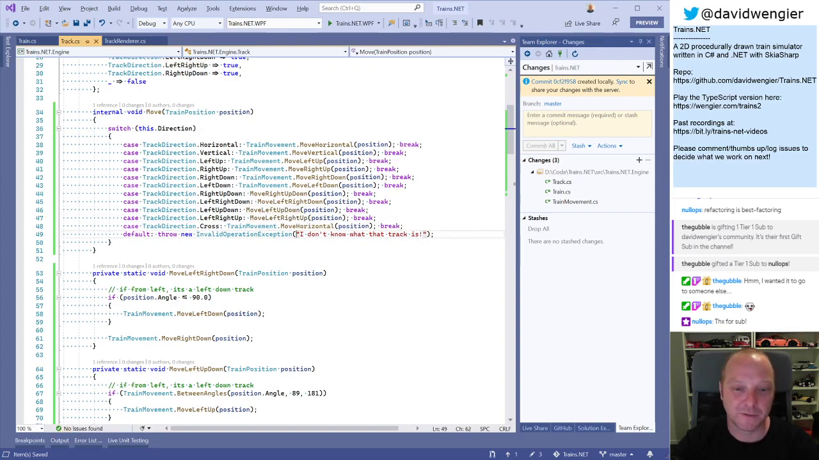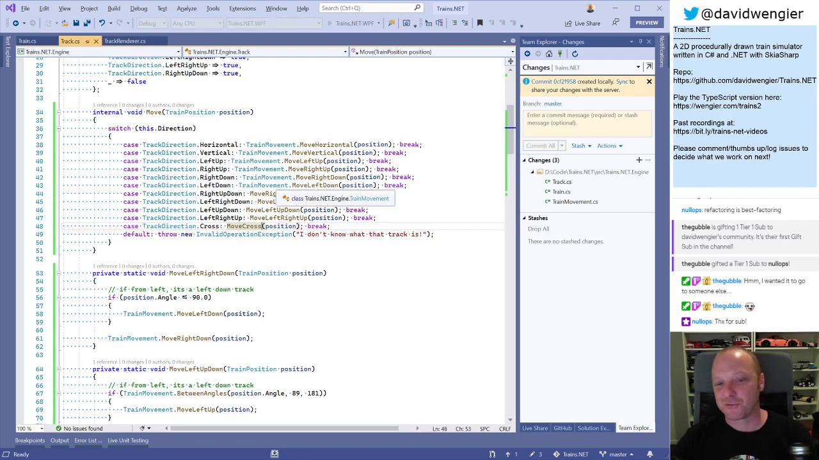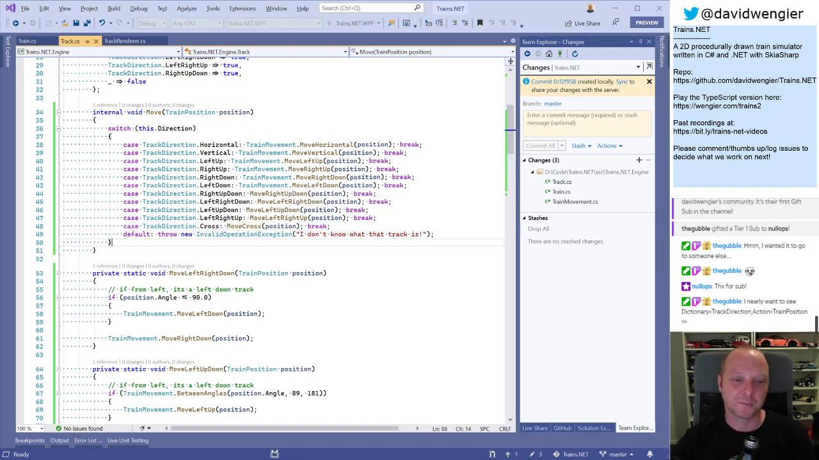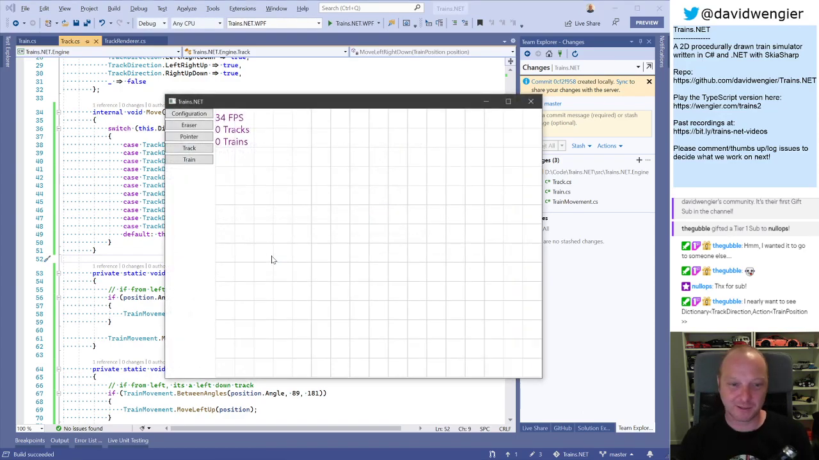Yeah, maybe I should have better names for these, that more correctly describe the quadrant of the circle, because these are now disconnected from a track, which I quite like. So I really want to see a dictionary of action of train position. Yeah, I mean, I could do that.